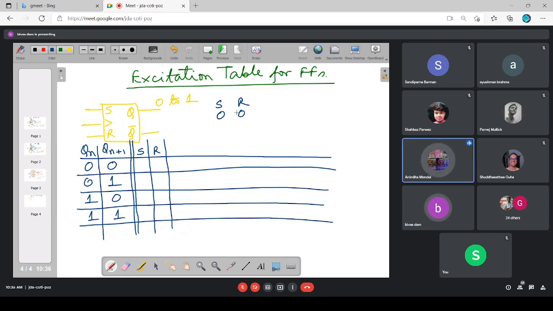So 0 0 or 0 1, sir? Because for 0 0, the previous output will prevail. Why should it be 0 0? First of all, it will continue the previous one. Fine, that's one condition. What might be the other excitation, and why?